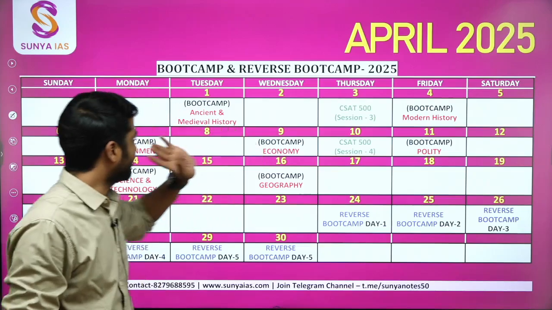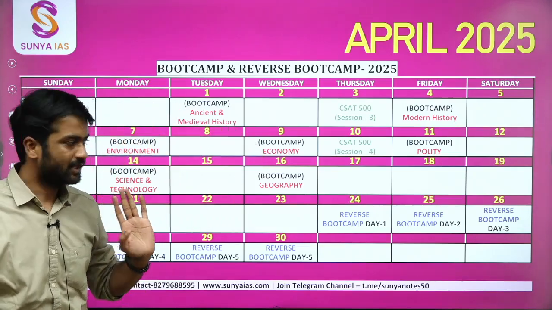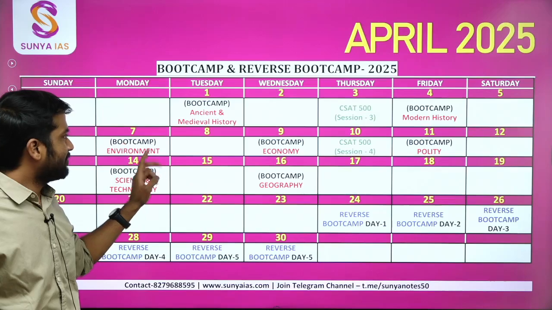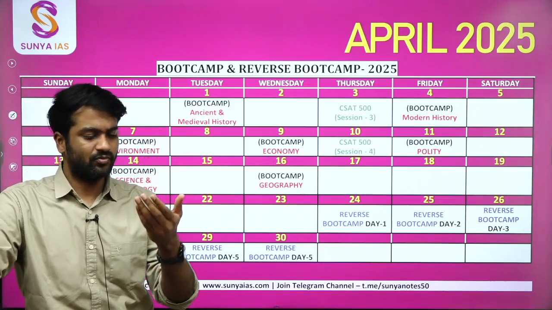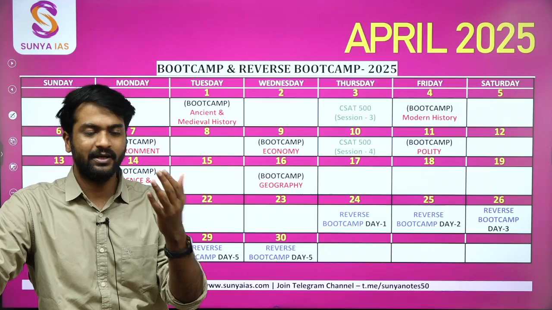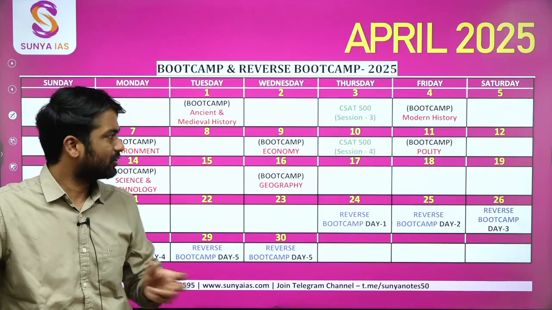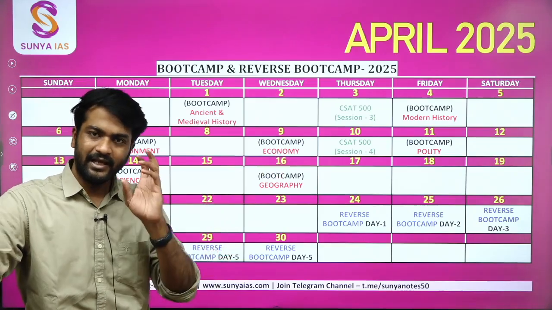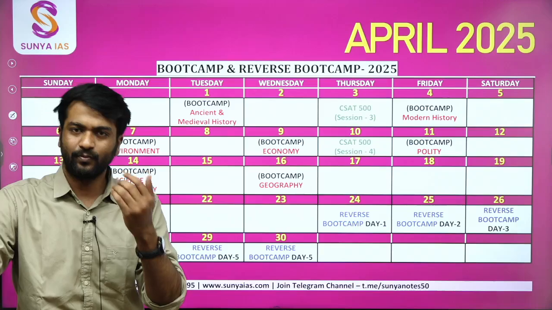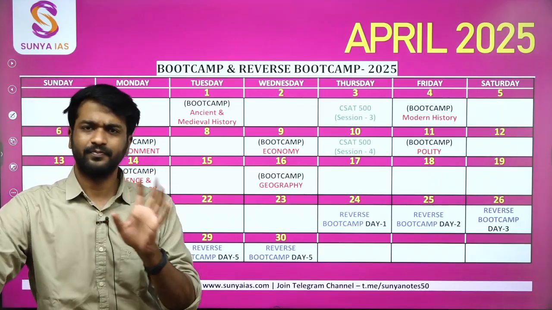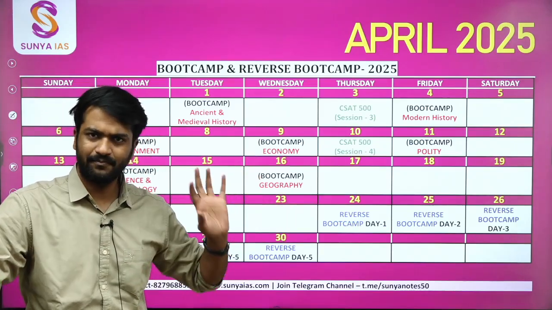Then on 5th, you don't have anything. On 6th, you don't have anything. On 7th, you have bootcamp of environment. On 8th, again, you have to pick up some time for, let's say, environment ka part length test and maybe the one full length test. That is how we will be utilizing these blank spaces. And we, as super mentors and mentors, will help you to fill these blank places, a personalized one.